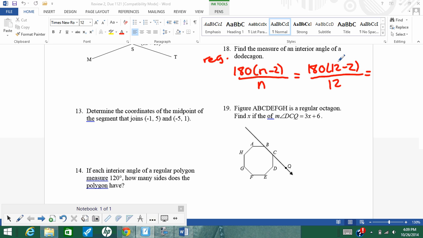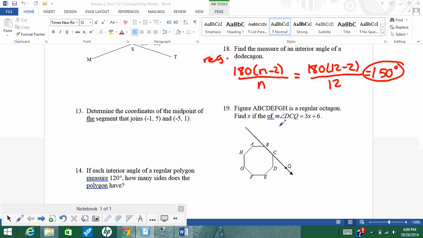We get 180 times 10 divided by 12 is 150 degrees. So every interior angle of a dodecagon is 150 degrees.